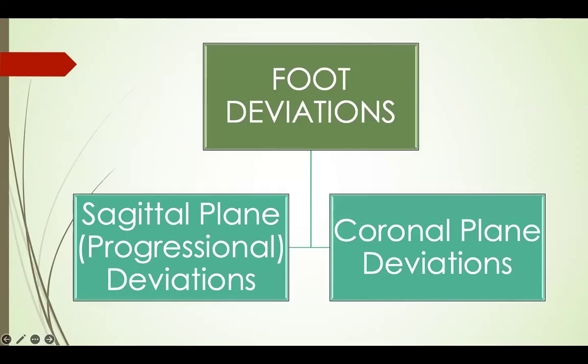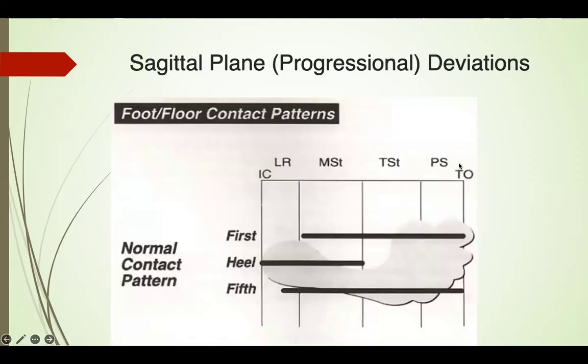So this was about the deviations at the ankle or tibial joint. Now we will look at the deviations at the foot. These deviations can be sagittal plane or coronal plane deviations. Normally, when the foot advances, first there is contact of the heel. Then the lateral border of the heel comes in contact with the ground, and then the medial border.